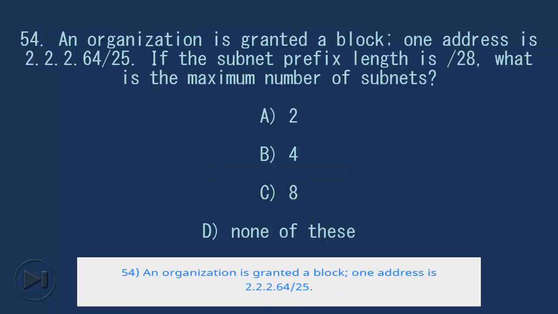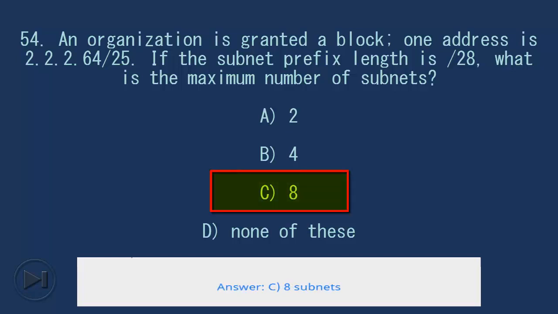54. An organization is granted a block, one address is 2.2.2.64/25. If the subnet prefix length is /28, what is the maximum number of subnets? A, 2. B, 4. C, 8. D, none of these. Answer, C, 8 subnets.